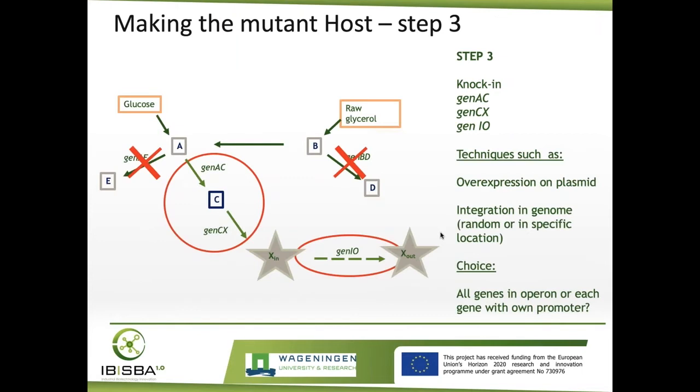Now we go to the third step, which is the knock-ins. We have to introduce those sets of genes A, C, and CX to make sure we have our compound X, and then we need to have a transport system to make sure that this compound X gets out of the cell at sufficient rates. So we need to use techniques such as overexpression on a plasmid, or integration in the genome, either random or at a specific location.